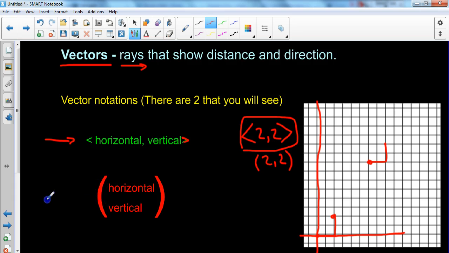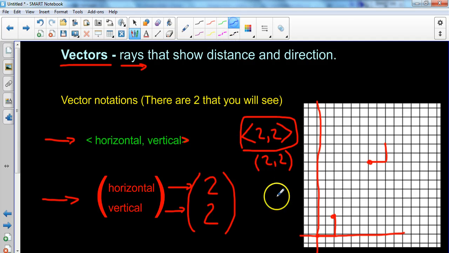Same deal with a vertical representation. Vertical representation uses our ordered pair notation, except we would say something like this, with 2 on top of 2. This is going to be the horizontal movement, the first one. The second one tells us how far vertically to move.